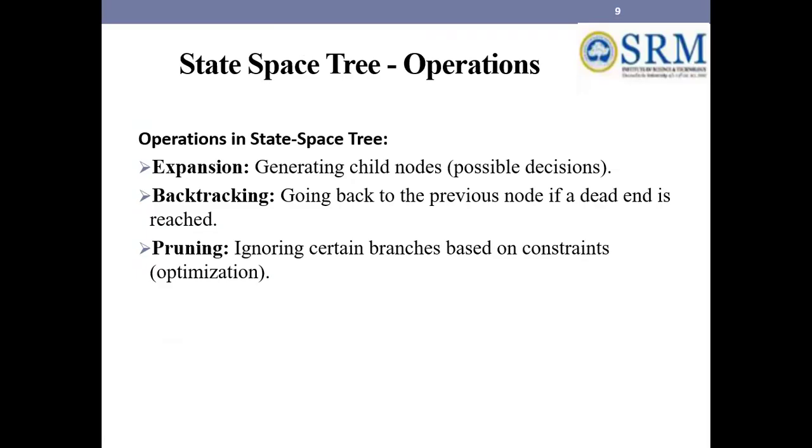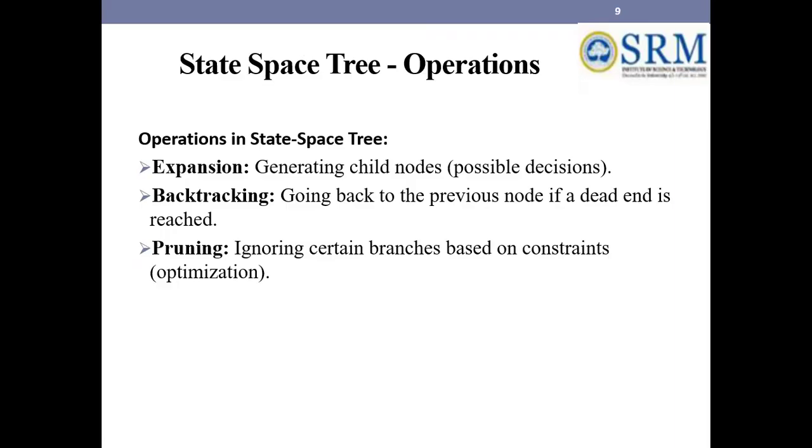Expansion. So we can go level by level. We can expand the nodes from one level to another level, from root to level 1 to level 2, level 3. So we can explore all the possibilities. And what is backtracking? If we reach the dead end or any solution, to check all the possibilities, we move back to the previous options or possibilities, then explore all the possibilities. That's called backtracking. And pruning.